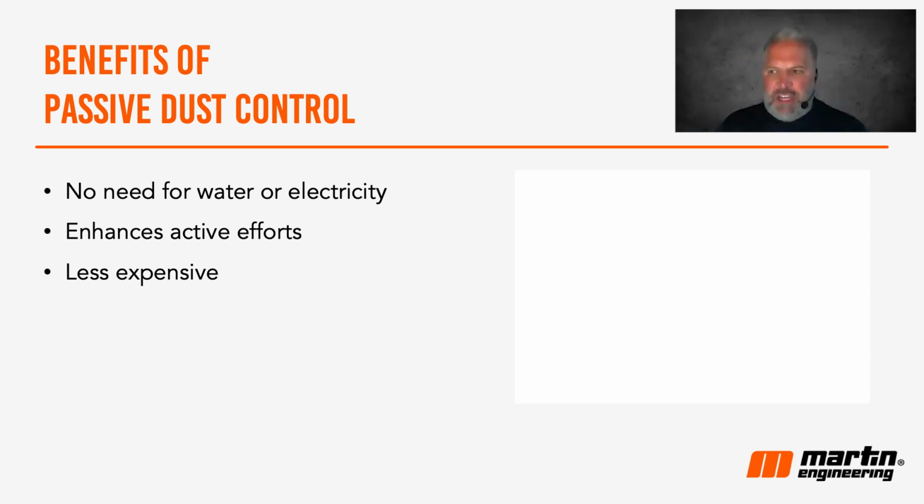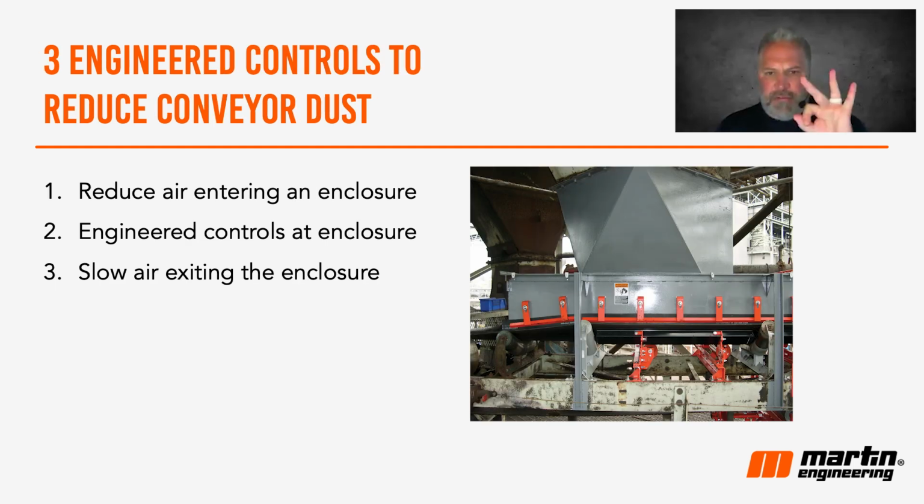Let's talk a little bit more about those engineered controls to really make it effective. There's three of them, and we're going to talk about each one of them. Those three types of engineered controls to reduce conveyor dust are: number one, we've got to reduce the air that enters into that enclosure. The second, we've got to use engineered controls at the enclosure, so we're going to talk specifically about the hardware pieces that make up that enclosure. And then third, and finally, we're going to talk about how to really slow that air to under 200 feet per minute before it exits that enclosure.